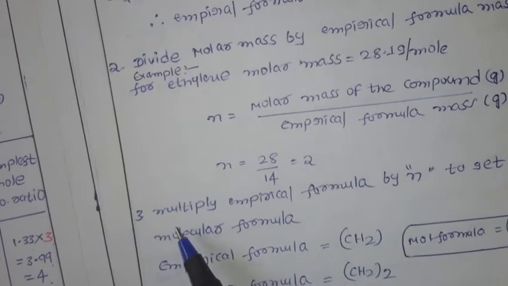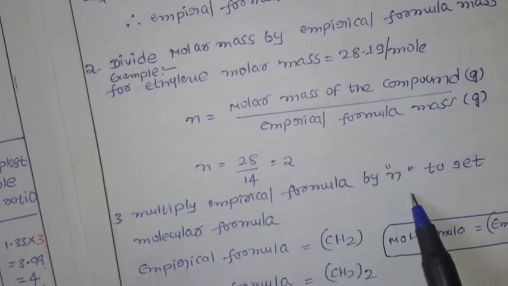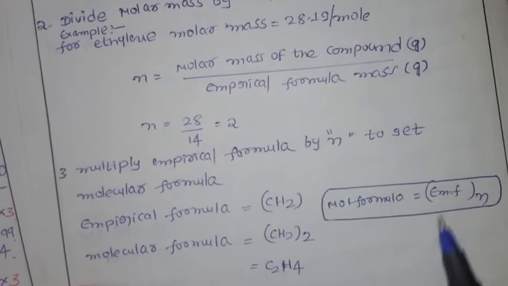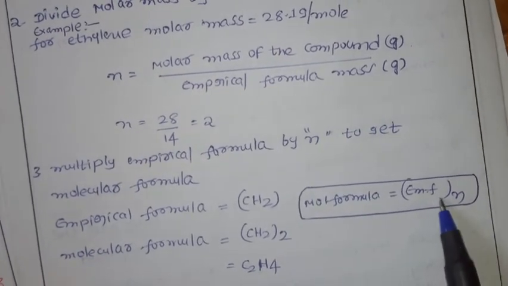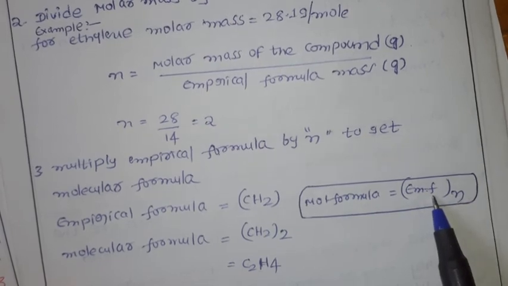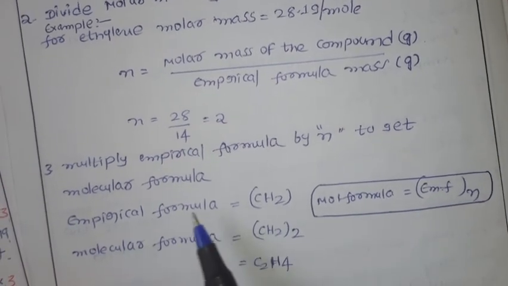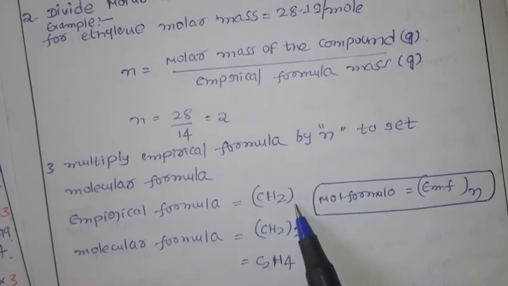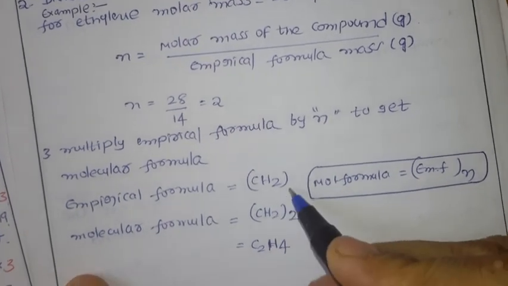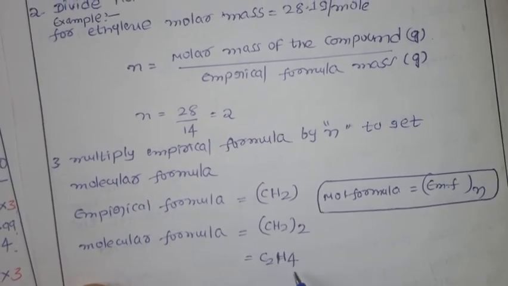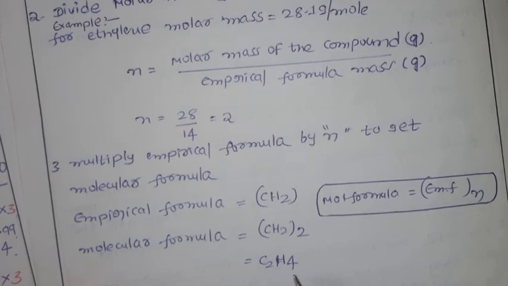Now third: multiply the empirical formula by n to get the molecular formula. The formula is: molecular formula equals empirical formula into n. If you multiply the n value with the empirical formula, you get the molecular formula. The empirical formula is CH2. To get the molecular formula, we multiply by n, which is 2. So CH2 taken 2 times gives C2H4. This is the molecular formula of the compound.